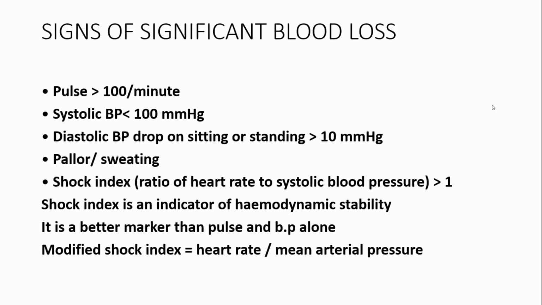Signs of symptomatic blood loss already: the patient will have an increased pulse, and systolic BP or mean arterial pressure will be less. There's something called the shock index. You need to know it is a ratio of heart rate to systolic blood pressure, and if it is greater than 1, it is a poor indication. Similarly, there is a modified shock index, where instead of systolic blood pressure, mean arterial pressure is taken. These are the different indicators so that we can act early, and the resuscitation will be better.